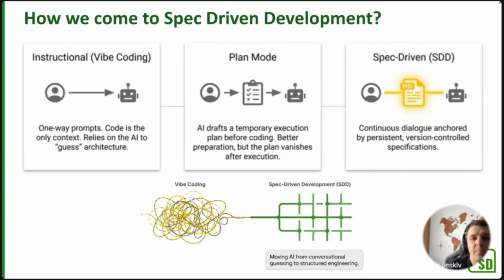Then plan mode appeared, and it became more predictable, as you can see what the model knows and what should be added. But the plan was actually created for each run and prompt, and was deleted after execution, and the decisions also disappear. So here's where spec-driven development comes in handy.